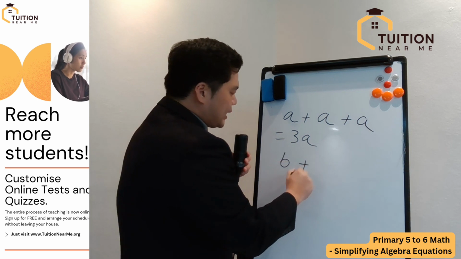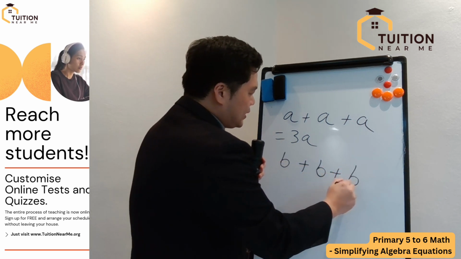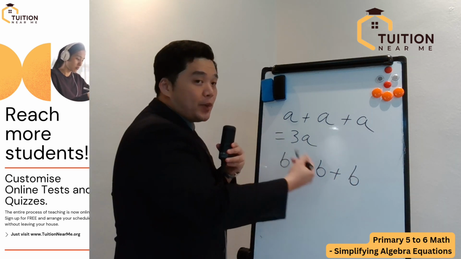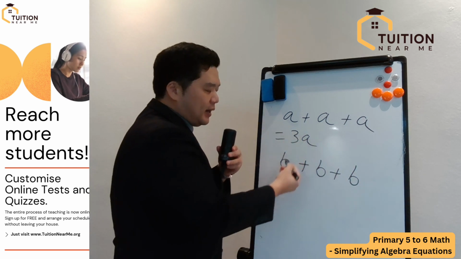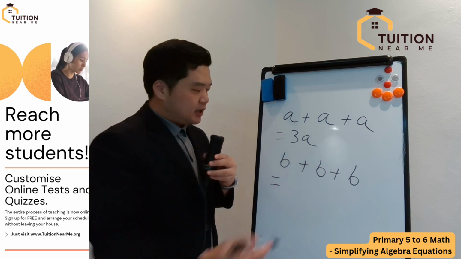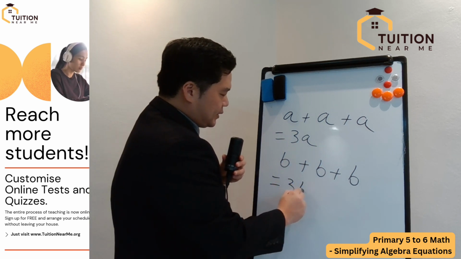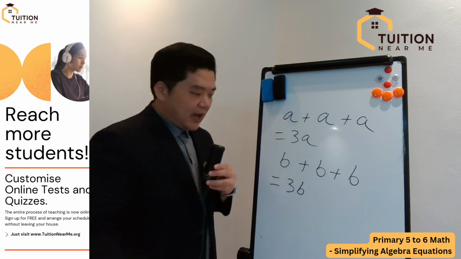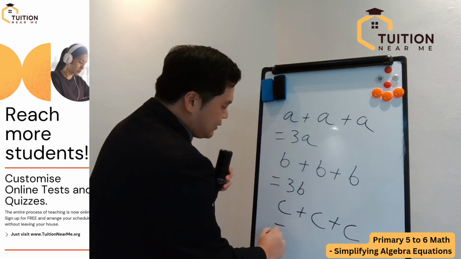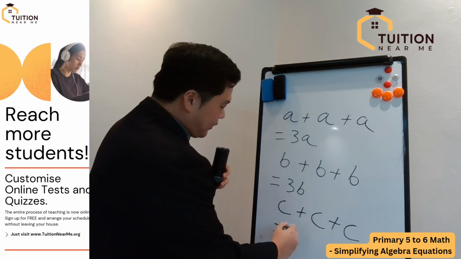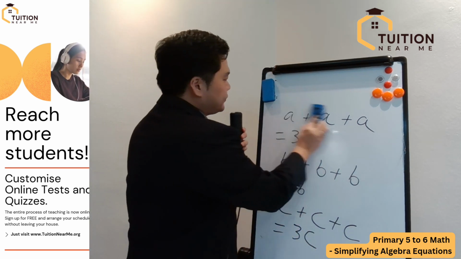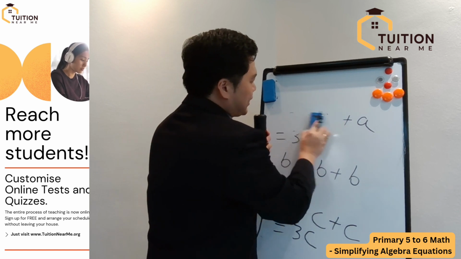This is the same no matter what alphabet it is. It could be B plus B plus B. For this equation, you need to identify how many similar alphabets there are, then add them together. This is called simplification. So it is 3B. The same goes for the next letter: if it's C plus C plus C, then it simply equals 3C. Now let's do something different.